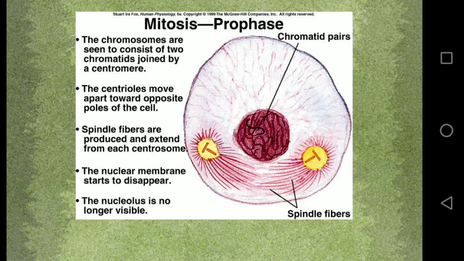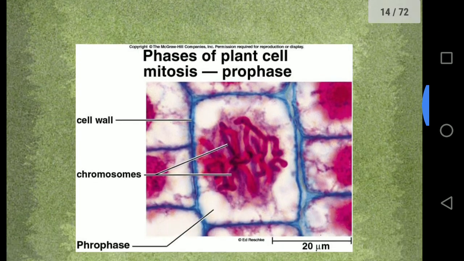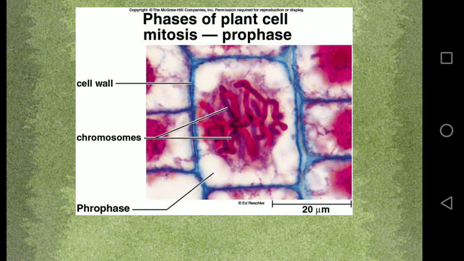So here's what the prophase step looks like in color. You can see the chromosomes have formed, they have condensed. You see the spindle fibers as well as the centrioles are moving. Here's what prophase looks like in a plant cell.